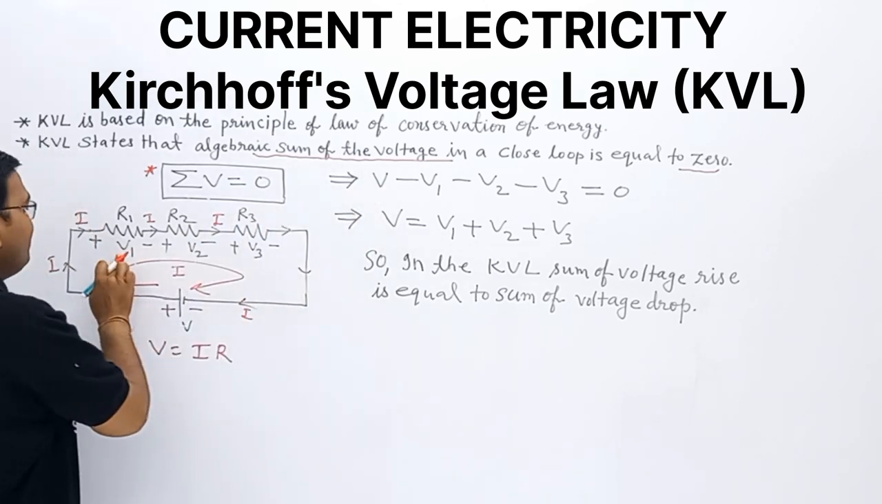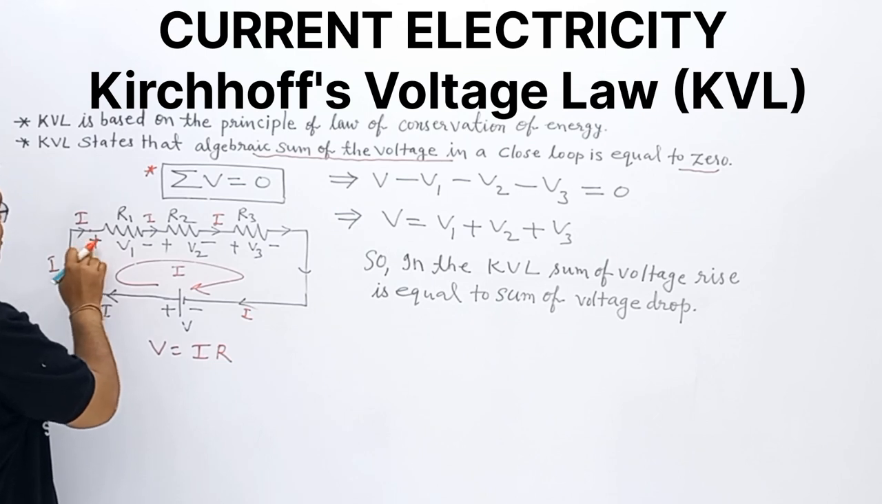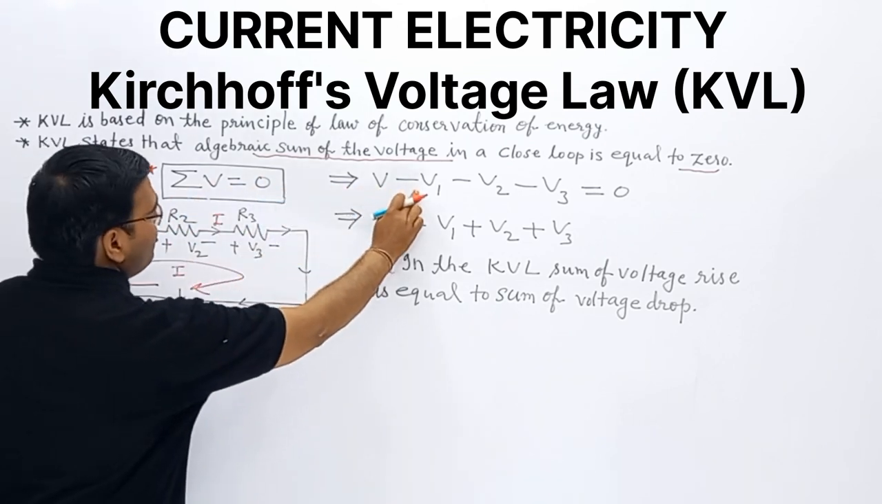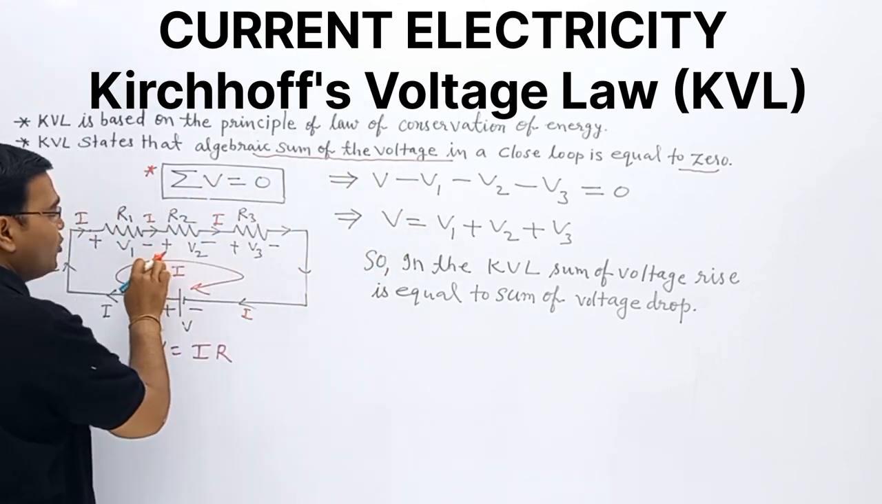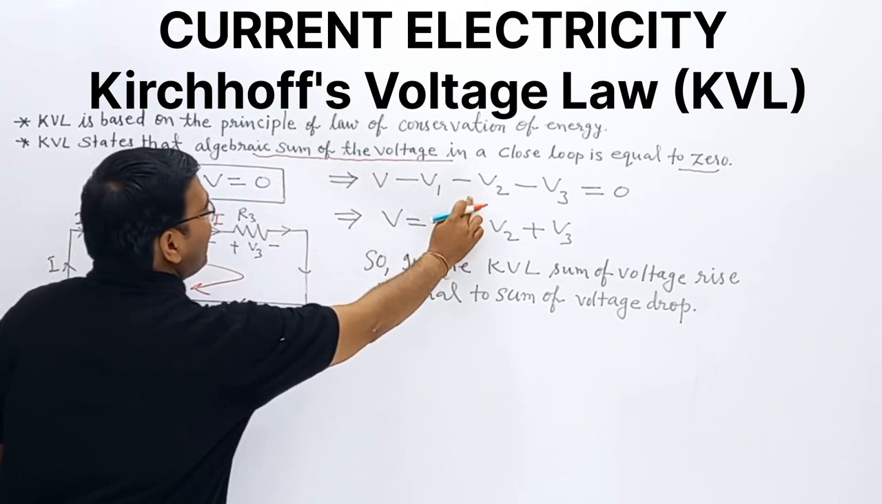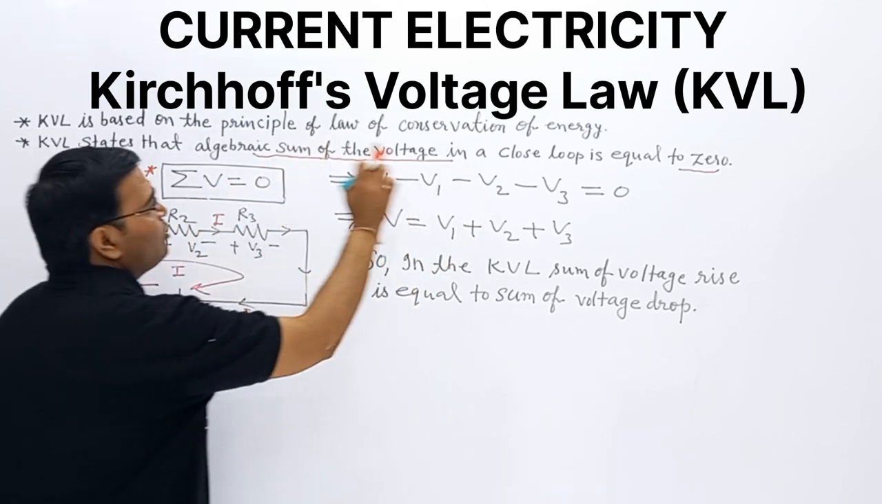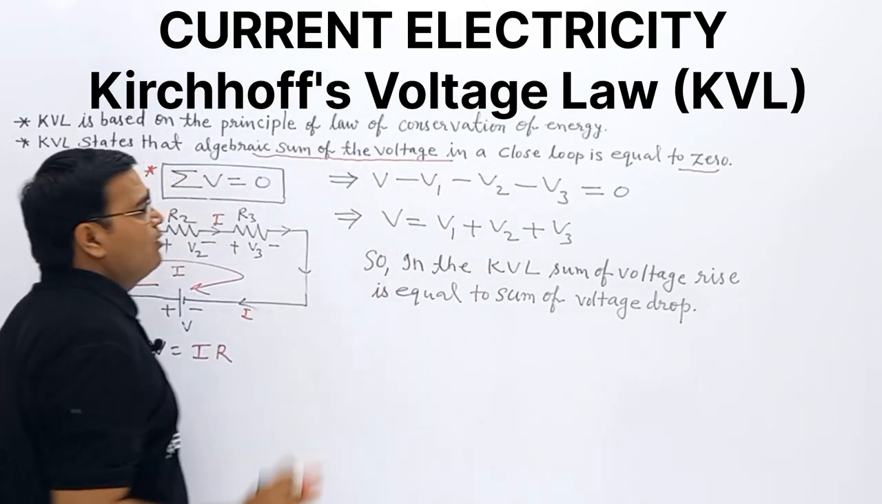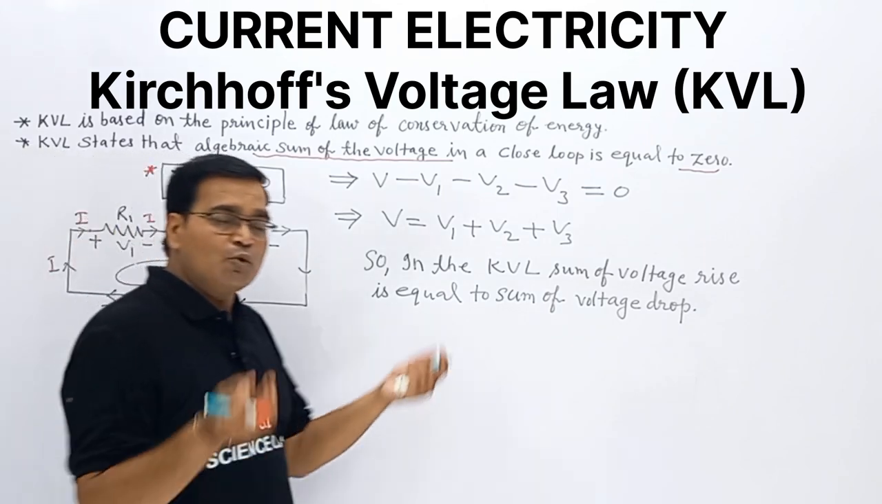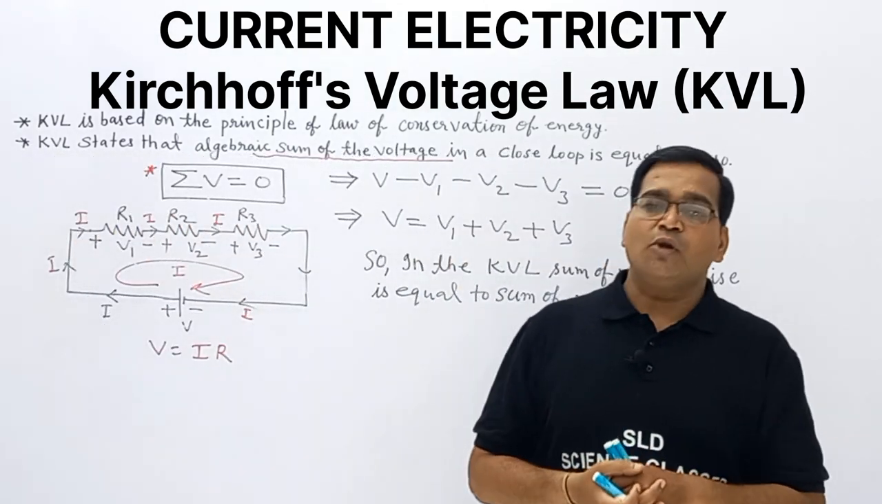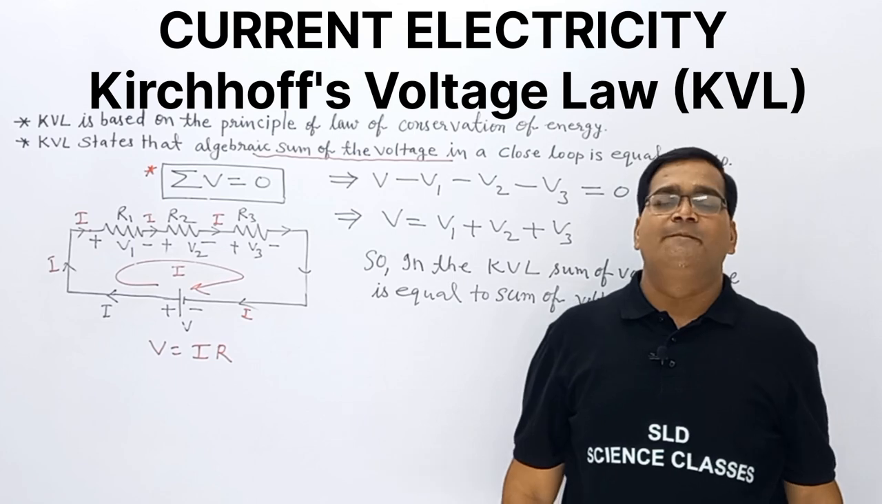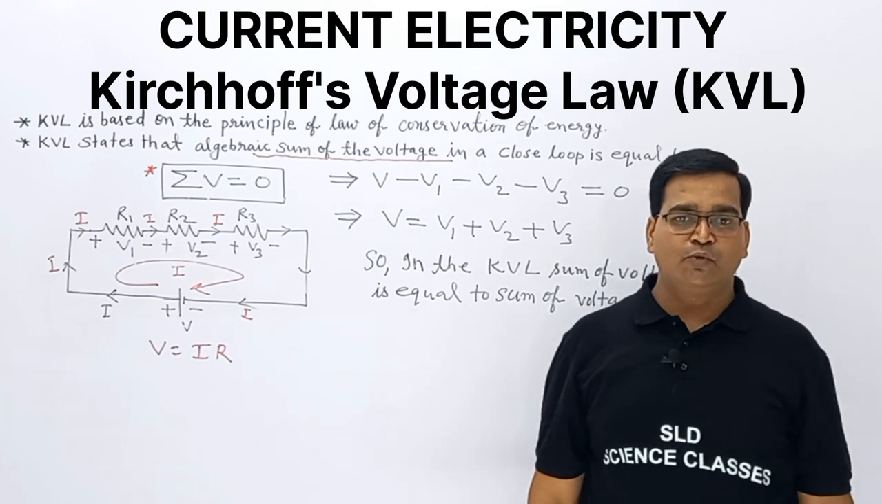Observe, in which current is entering the negative terminal, the sign of voltage will be positive. For the V1 source, current is entering the positive terminal, so the sign of voltage will be minus V1. Here is the positive, so minus V2. Positive, so minus V3, equal to 0. Sum of voltage: in short, in a closed circuit, the sum of voltage equals 0.